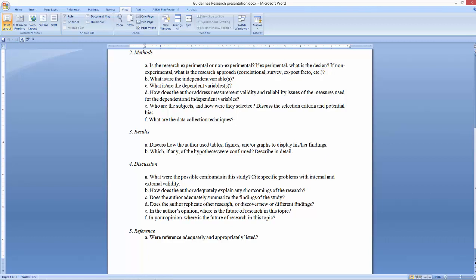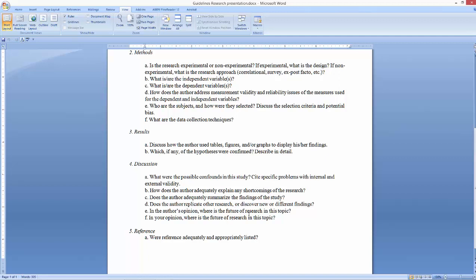Does the author replicate any other research or discover new or different findings? This is very important. Replication is one of the hallmarks in theory building. So if more and more studies replicate findings, then this even lends to the strength of a given theory. And if new or different findings are discovered, that too then lends to theory building, in that the theory may be expanded or discarded.